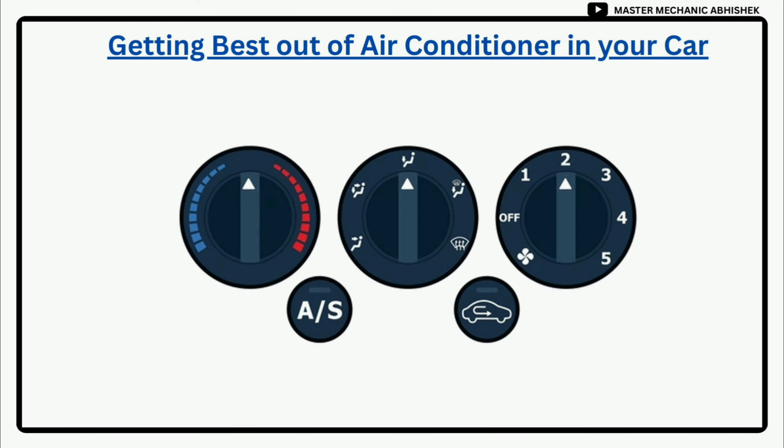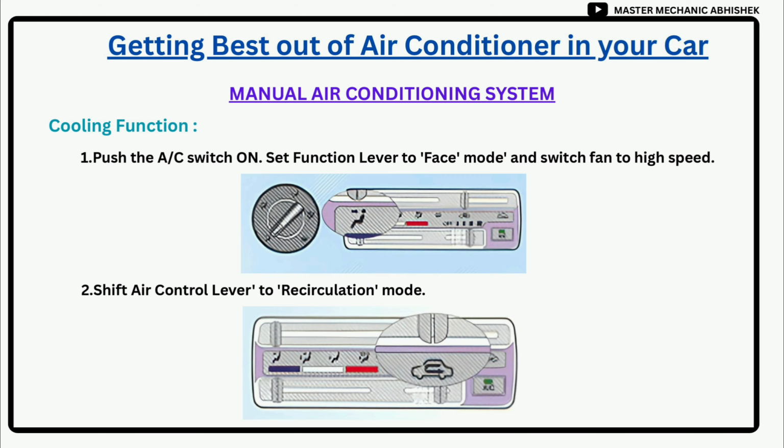Hello everyone, in this video we learn how to change settings to get the best out of the air conditioner in your car. Manual air conditioning system, cooling function. First, push the AC switch on. Set the function lever to face mode, and switch the fan to high speed. Second, shift the air control lever to recirculation mode.